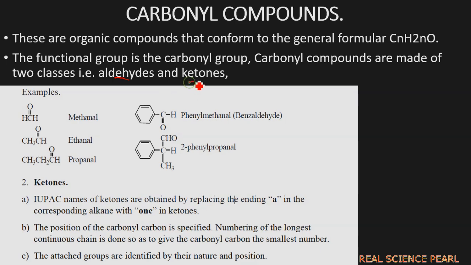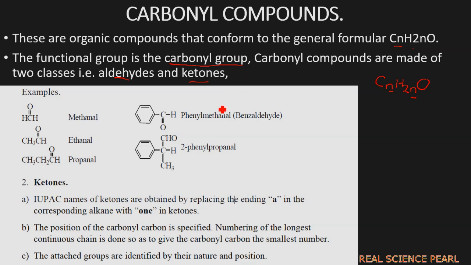Now, carbonyl compounds conform to a general formula that is CnH2nO, where n is the number of carbon atoms. So this is the general formula for our carbonyl compounds, and the functional group in carbonyl compounds is going to be called the carbonyl group.